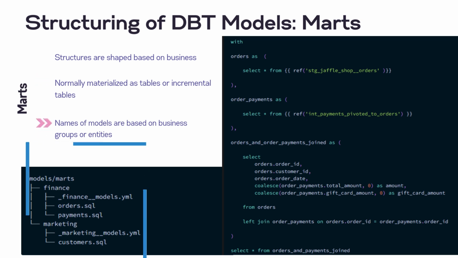Models in the Marts layer are named according to business groups or entities. For example, in the folder structure shown here, we have a finance folder containing models like orders.sql and payments.sql, and a marketing folder with a model like customers.sql. The finance models YAML and marketing models YAML files document the respective models in these folders.